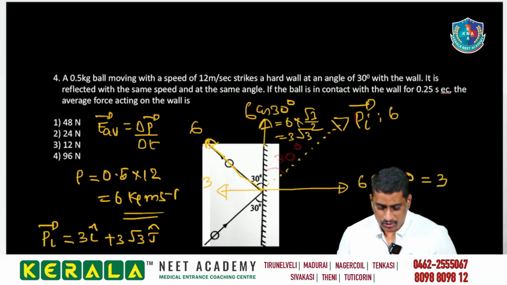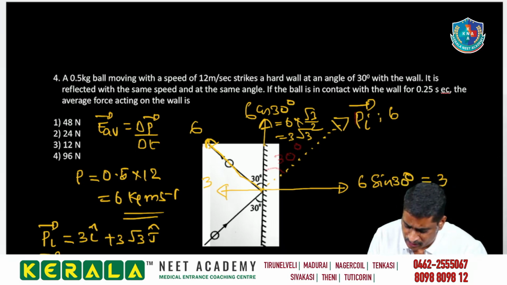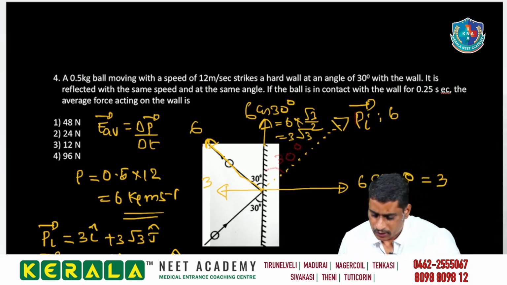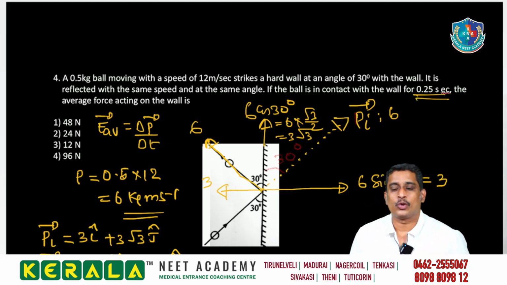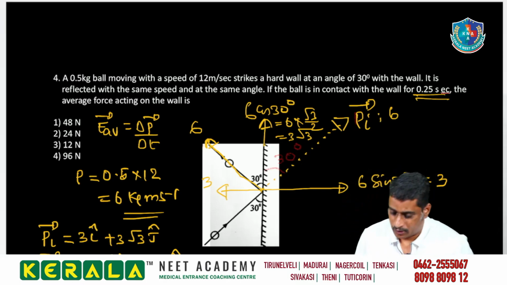Anyhow, let us find out all these factors. So let me express this final momentum of the particle in unit vectors. So final momentum will be equal to one component along x-axis, which is nothing but 3 minus i cap, plus one component along y-axis, which is nothing but 3 root 3 j cap. In this particular example, it is given very clearly, in a time interval of 0.25 seconds, they're asking us to find out the average force exerted by that particle over the wall.